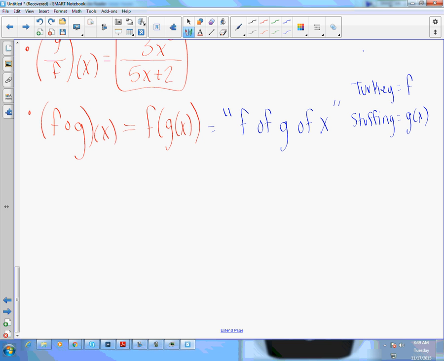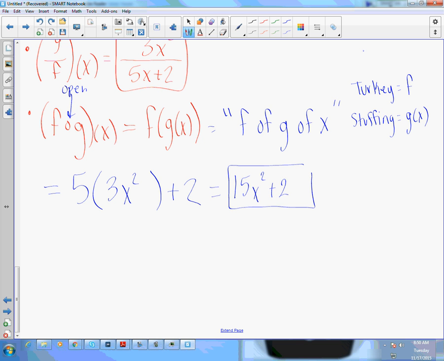Okay, so if it's an open circle, that's F of G. So we're going to take F. What is the F function? 5x plus 2, but where the x is, we're going to stuff. It's the only place we have to stuff, right? And inside the x, we do the stuffing. What's the stuffing? 3x squared. We multiply the 3, we get 15x squared plus 2, which is different than multiplying.